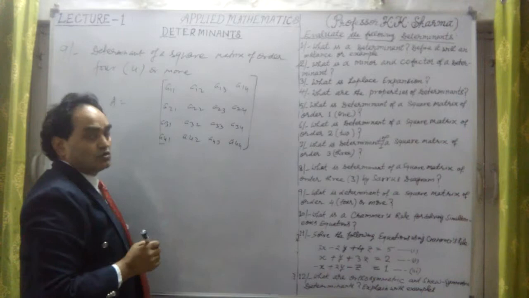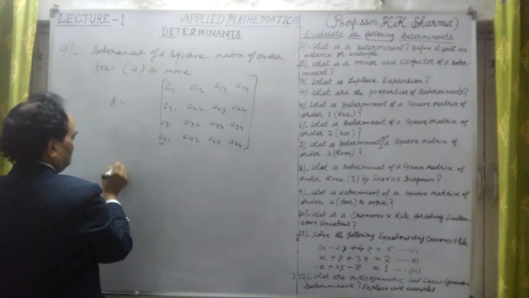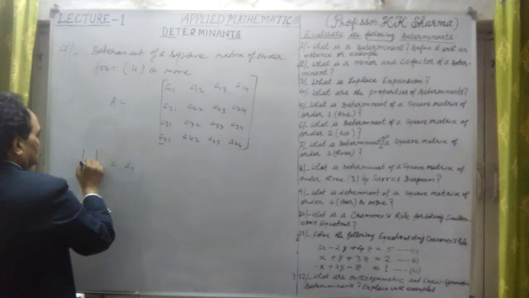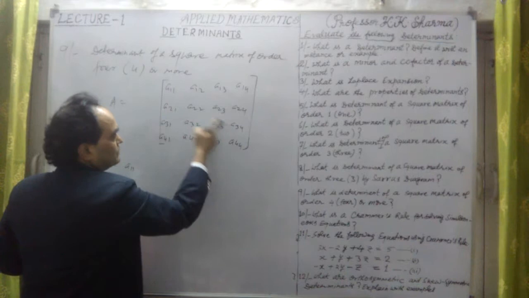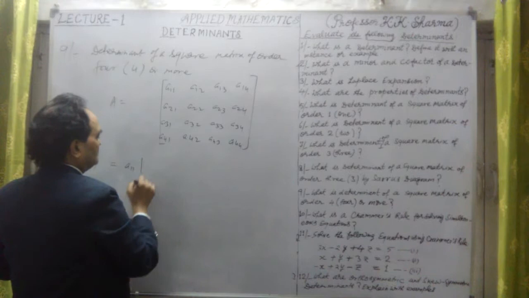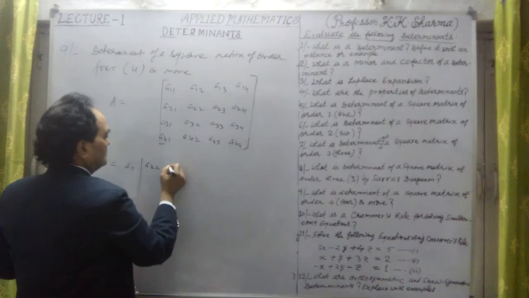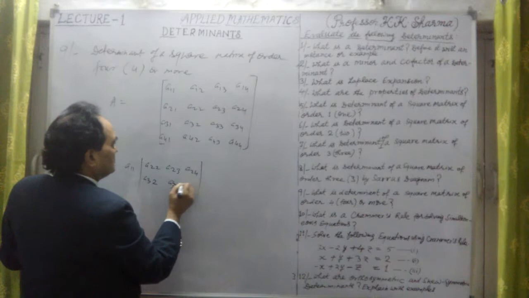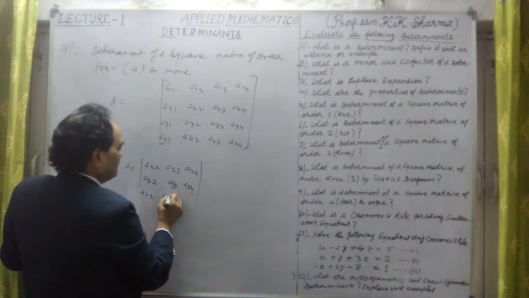We just write it down with the help of the first row only. This is A11. I am calculating here the determinant value of this. This is determinant A. It is going to be A11 into the cofactor of this. This is A11 here, so this will be positive. So what we write here is A22, A23, A24, the remaining cofactor: A32, A33, A34, A42, A43, A44. This is a determinant of order 3.